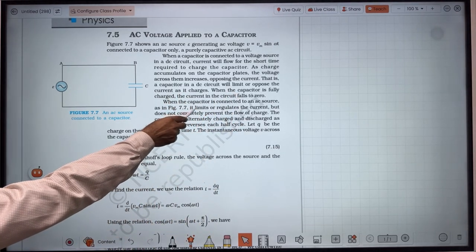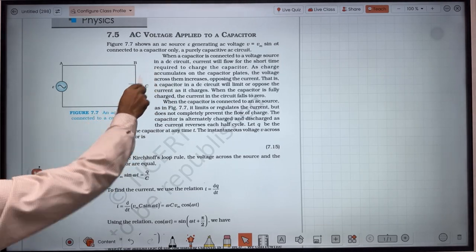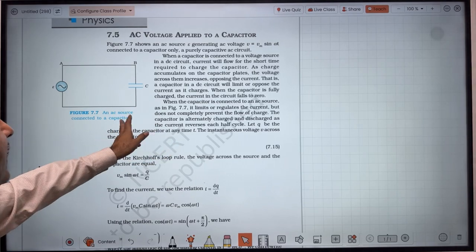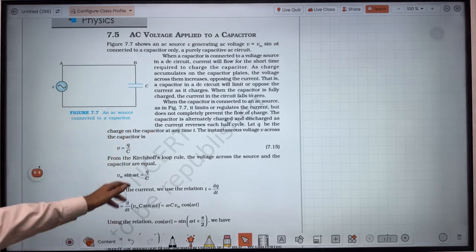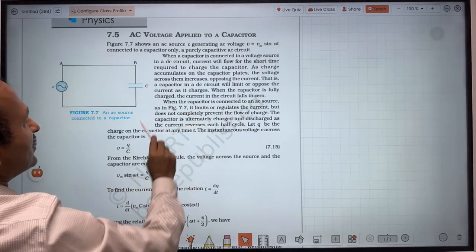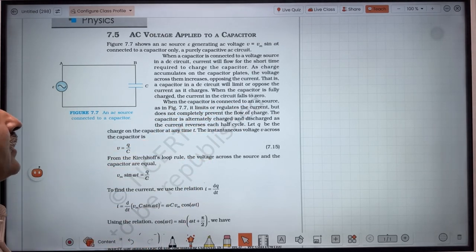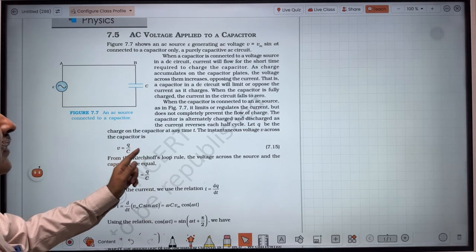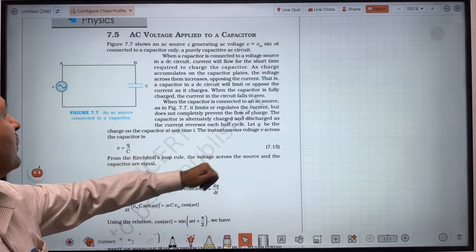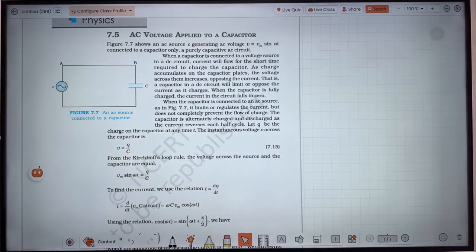This was the description of a capacitor when it is connected to a DC source. Now, when it is connected to an AC source, what happens? In this figure, the same thing is shown. When the capacitor is connected to an AC source, it limits or regulates the current, but does not completely prevent the flow of charge. The capacitor is alternately charged and discharged as the current reverses in each cycle. Let Q be the charge on the capacitor at any time. The instantaneous voltage V across the capacitor, from Q equal to CV, will be Q upon C.